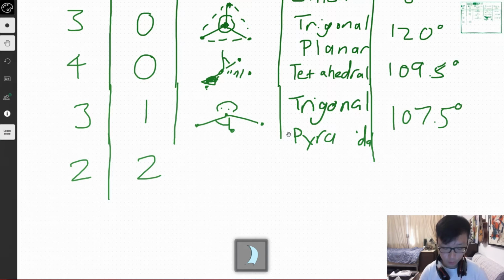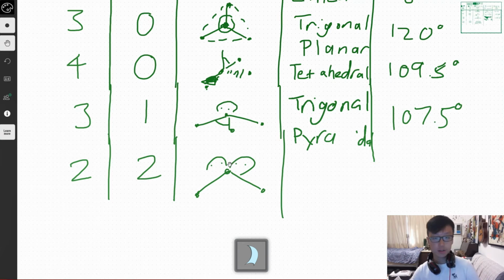Okay, so another example of this is if we take away another bonding pair and add in another lone pair. So now we have 2 bonding pairs and 2 lone pairs. And the resulting shape here looks something like this. This is called a bent or a V-shaped.